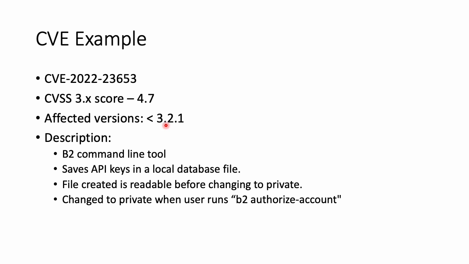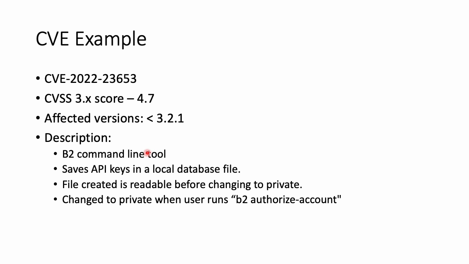Now let's discuss a real CVE example which has happened because of this race condition attack. This attack was reported in 2022 with the CVE ID CVE-2022-23653. The CVSS score for this vulnerability was 4.7, which is a medium level impact. And the attack was reported for the B2 command line tool, which is used for the Backblaze cloud storage device.